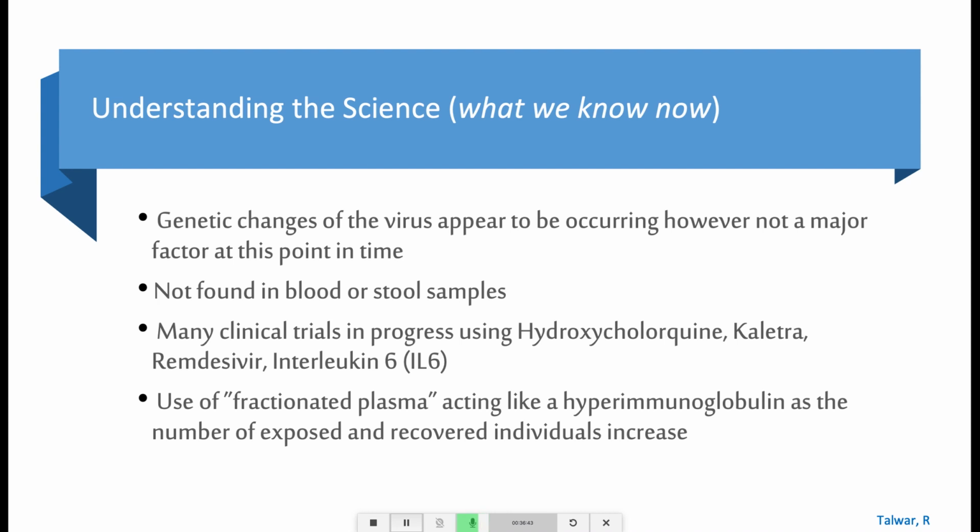There are many clinical trials, as I mentioned, in progress, and they're testing hydroxychloroquine, Kaletra, remdesivir, interleukin-6, especially for the more critically ill patients. And Dr. Conley had mentioned that there's some hope in the use of fractionated plasma acting like a hyperimmunoglobulin as the number of exposed and recovered individuals increase. So they're going to be utilizing those individuals in order to get some other method of treatment.